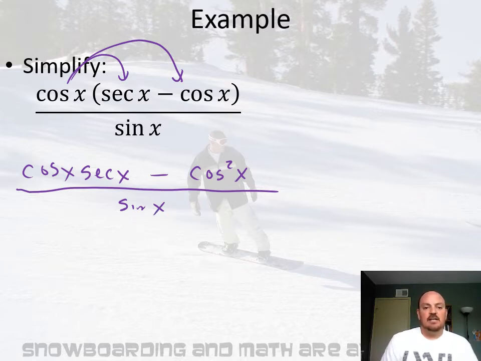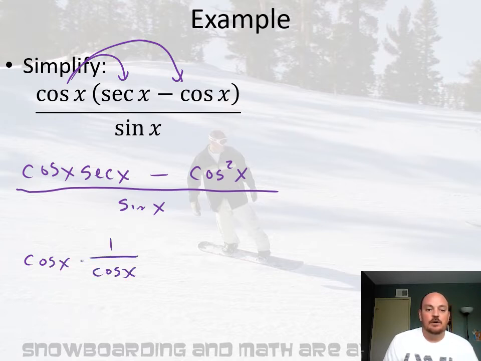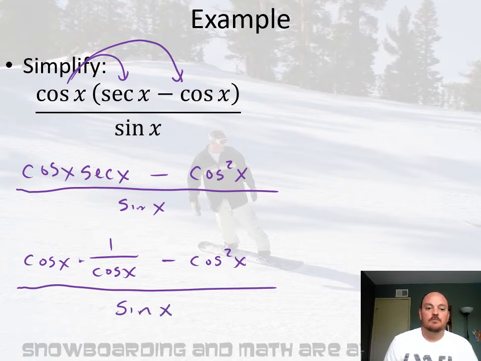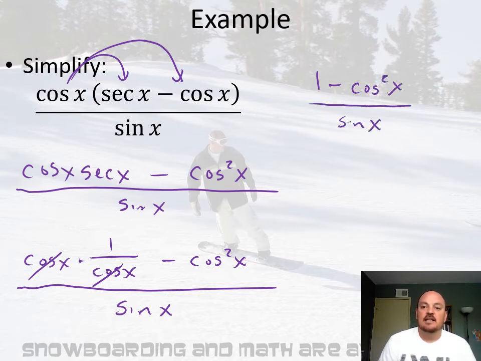Okay, now I look on top and I think, well, I have cosine x times secant x. Those are actually reciprocals. In fact, if I write secant x as 1 over cosine x, rewrite the rest of the question here, then what happens is the cosine x cancels and just leaves 1. So what I have right now is 1 minus cosine squared x over sine x. So we simplified a little bit, but we're not done yet. Remember, we always want to simplify as much as we can.